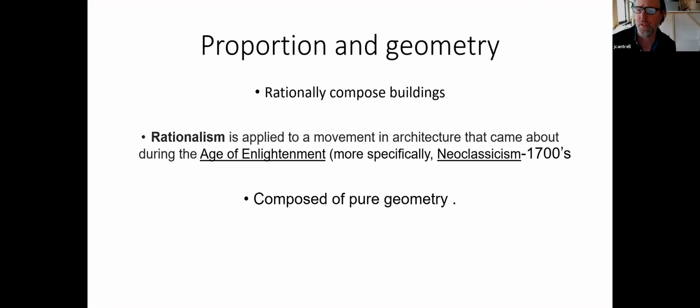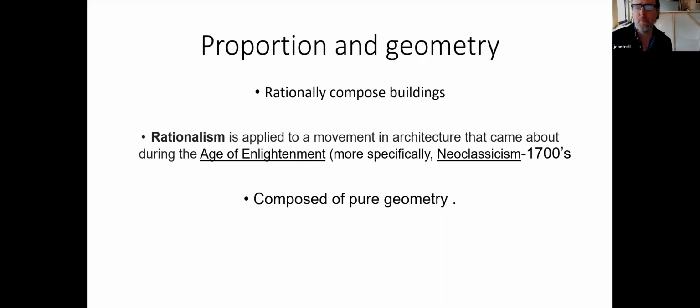Called Proportion Geometry. Today we're going to be talking about what's called rationally composed buildings. What does that really mean? Of course, every architectural composition by much or all of the famous architects we've seen in the past couple of months is rationally composed, but specifically, we're going to be talking about rationalism as applied to a movement in architecture during the Age of Enlightenment, specifically Neoclassicism, partially in France and partially in Germany, in the 1700s, composed of pure geometry.